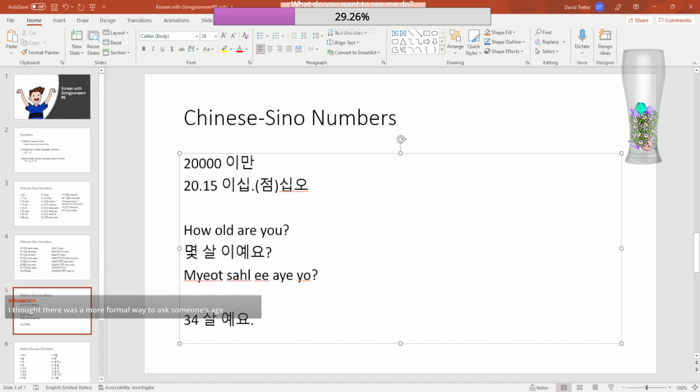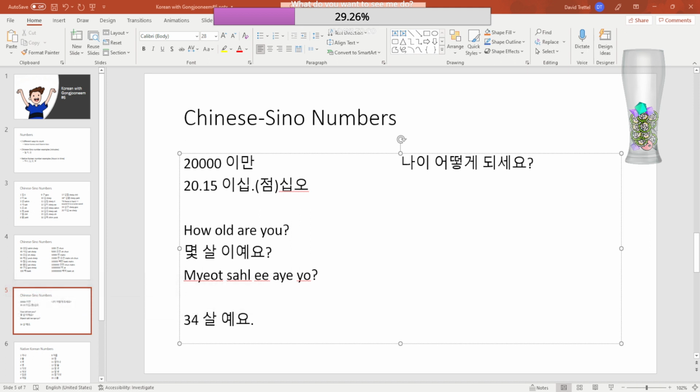So there is a more formal way, but in all honesty, people don't use it as much as this one. This is the most common way that you'll hear it. So if we were to look at the more formal way, which again is harder, 나이 어떻게 되세요? So this is the more formal way. 나이 어떻게 되세요? But again, this is a very old style.